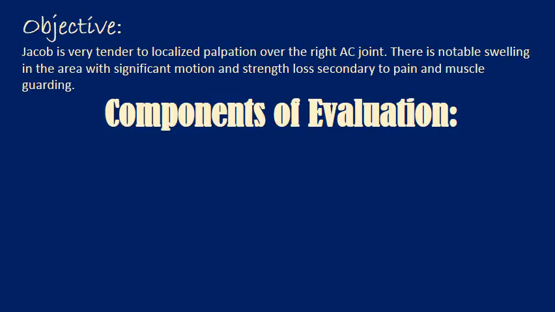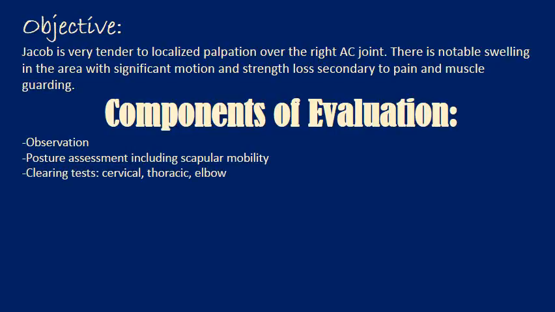An evaluation of a patient with suspect AC joint injury should include all the normal components of a PT evaluation, but special attention should be given to the following. Observation and visual inspection of the affected upper extremity. The therapist should observe symmetry between the affected and unaffected side, check for any deformities, swelling, or bruising, as well as posture of the bilateral shoulders, scapula, and clavicles. Clearing test of adjacent joints. Neurological screen if indicated.